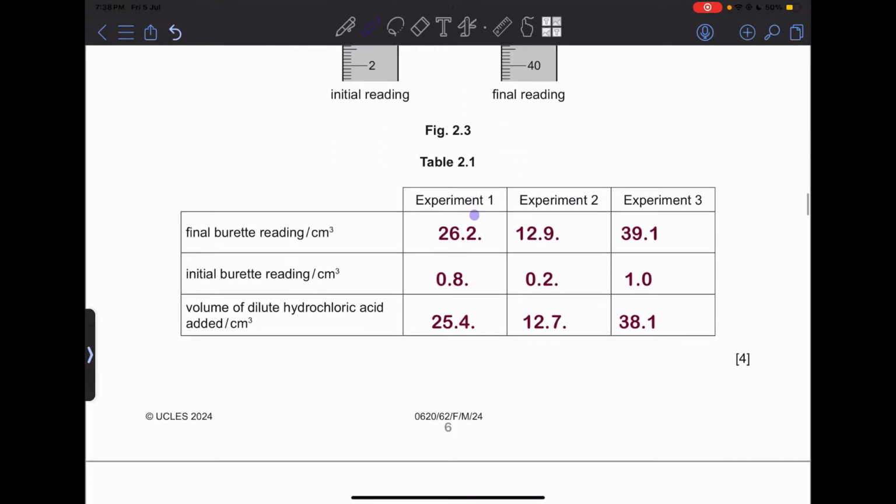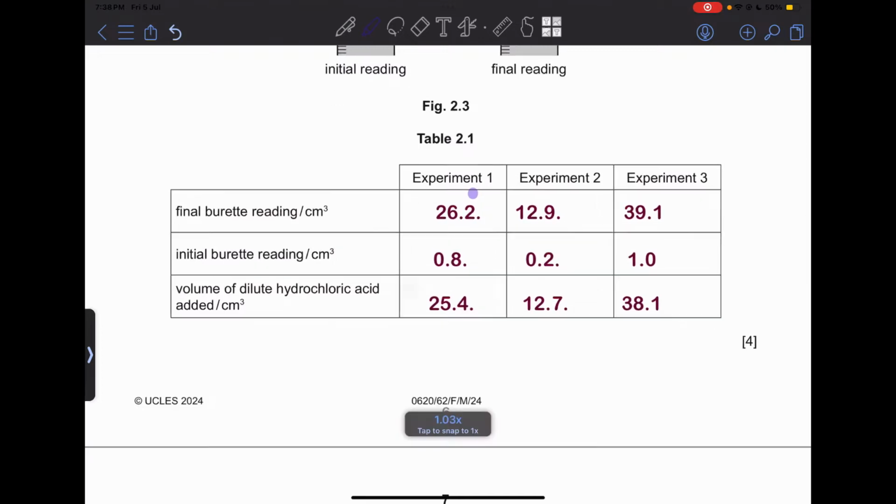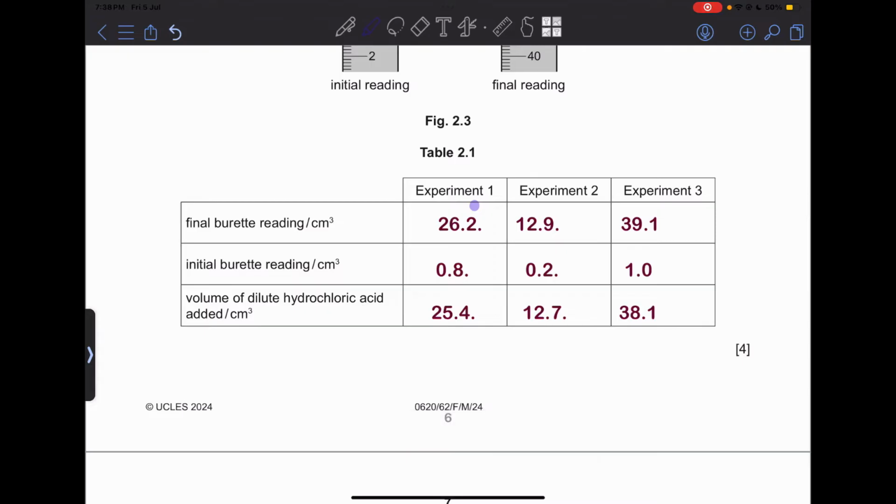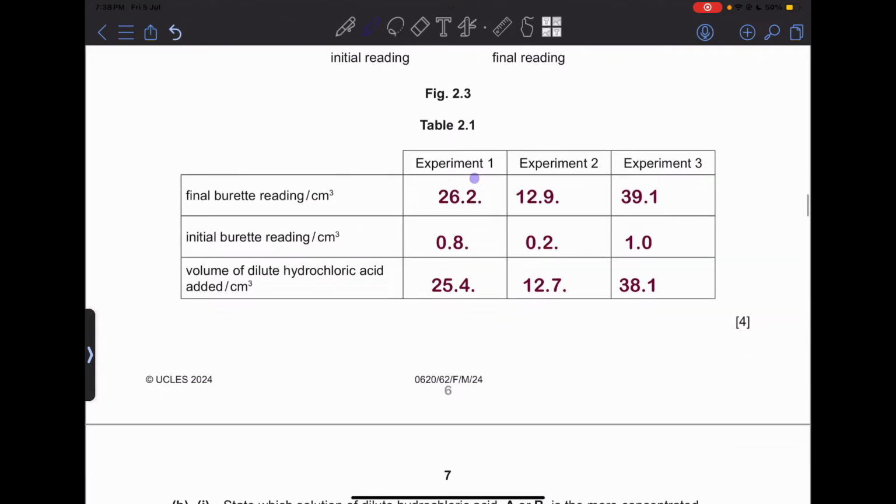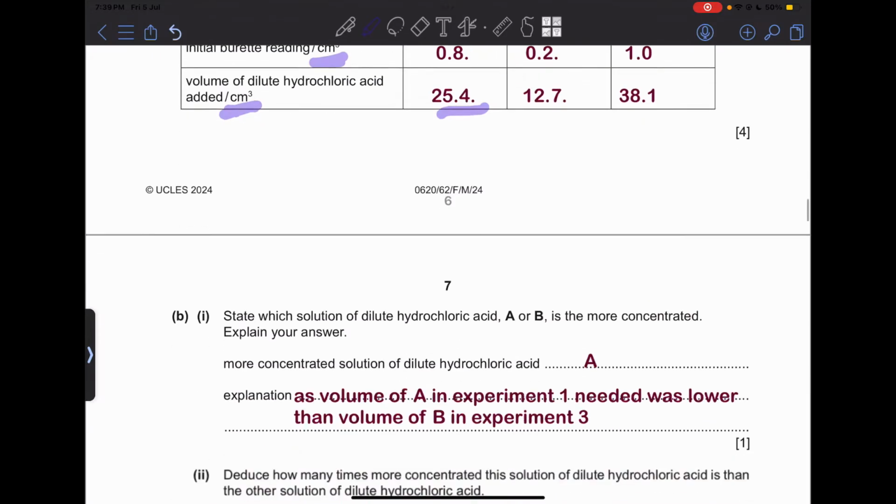And then you have to find out the volume of dilute hydrochloric acid added. This is by subtracting the final minus the initial. So this is going to give you 25.4 cm³. Don't write down the cm³ because they already wrote it down over here in this place. So don't write it down because they already wrote it down. They might deduct marks if you do such a thing.